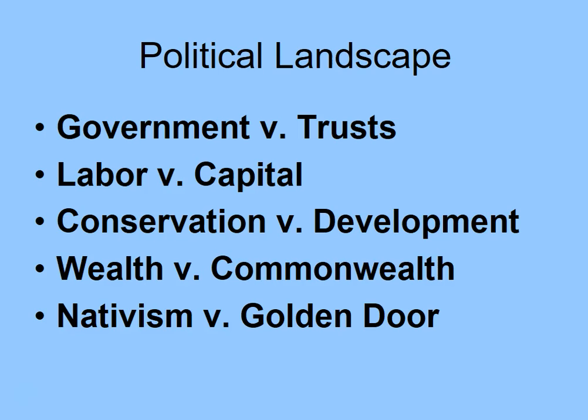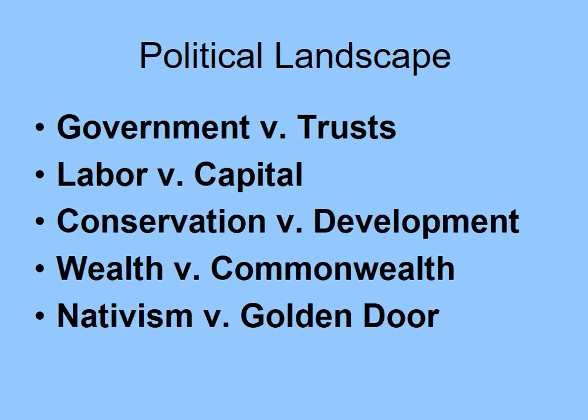Hopefully you understand that. We had the government versus the big trusts like Rockefeller and Carnegie. And then you have labor versus capital. Labor obviously being workers, capital obviously being people with money, big business. And then we have conservation versus development. Conservation means conserving something, and in this case it was conserving the environment, versus development. Again, big businesses wanted to develop areas in the United States, and they did not care about destroying the environment.